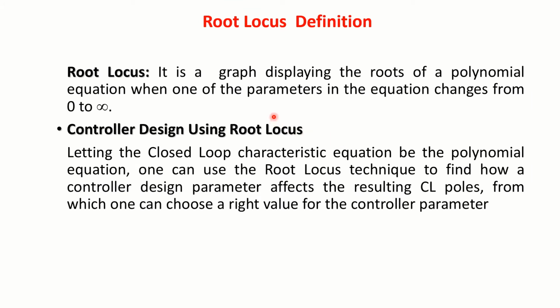So what is root locus anyway? It's a graph displaying the roots of a polynomial equation when one of the parameters in the equation changes from 0 to infinity. So letting the closed loop characteristic equation be the polynomial equation, one can use the root locus technique to find how a controller design parameter affects the resulting closed loop poles, from which one can choose a right value for the controller parameter. What all these mean? Let us understand.